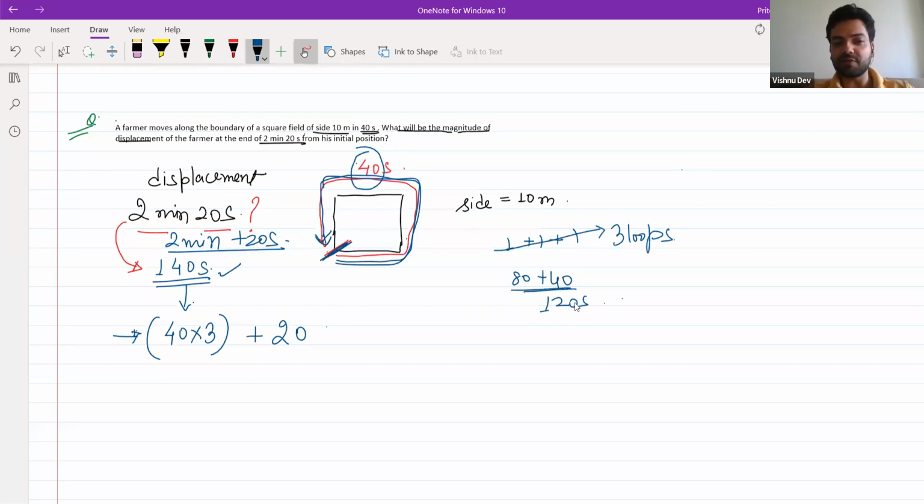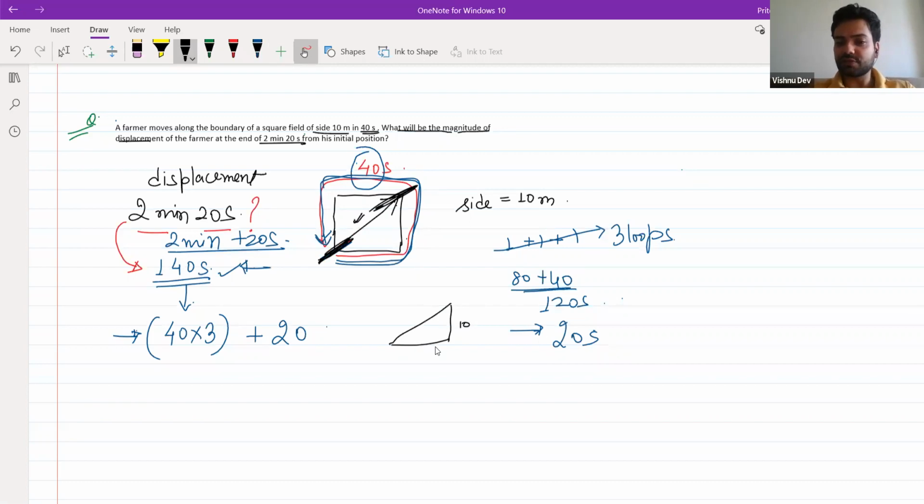So what is the time left now? 20 seconds, because the total time was 140 seconds. Very simple. In 40 seconds, the farmer was able to complete the full path. So in 20 seconds, if the farmer starts at this point, the farmer will be at this point, diagonally opposite.